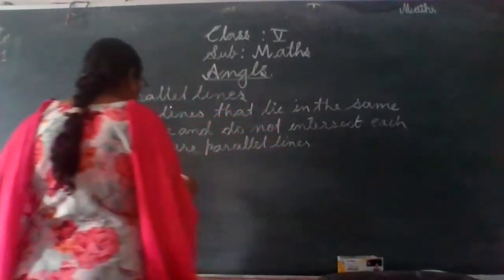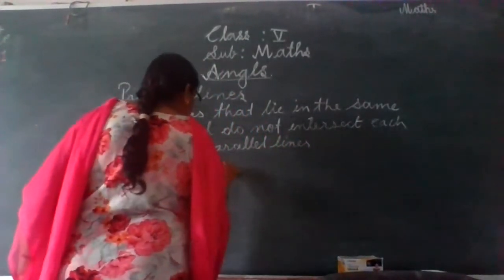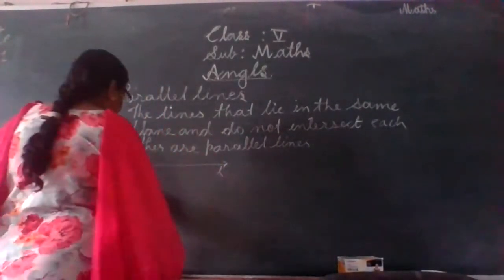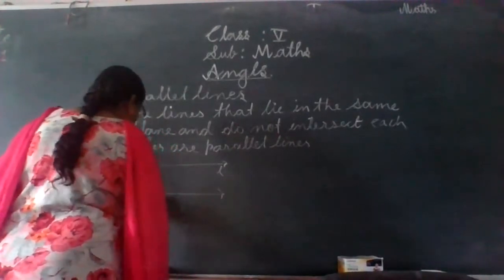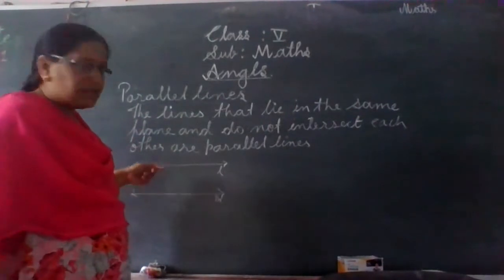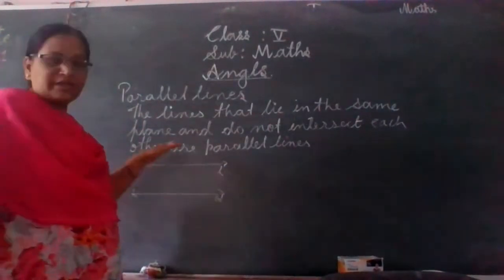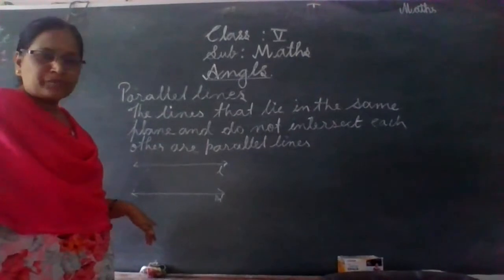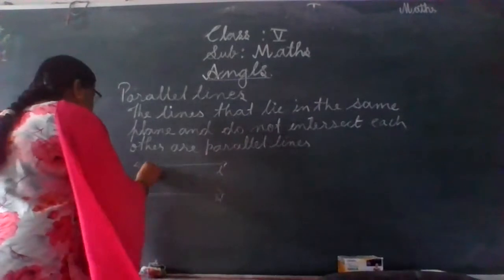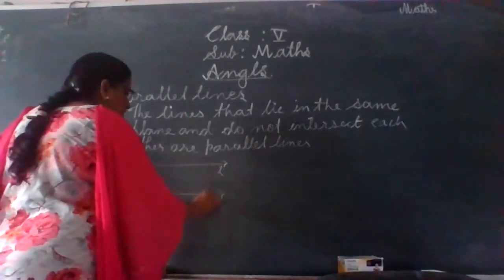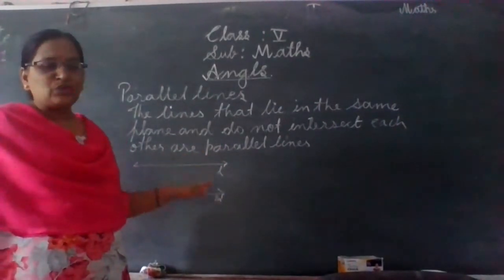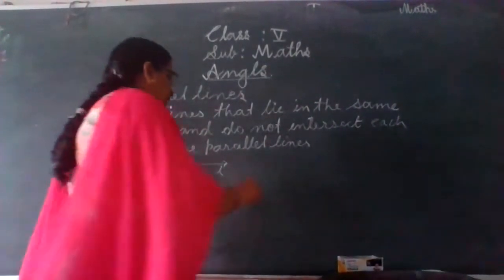For example, see beta, it is line L and it is line M. So these two lines are parallel to each other. So why do they not intersect each other? Because of the distance between them. See, if you measure the distance from this and this, the distance between them remains constant, and that's why they do not intersect each other.